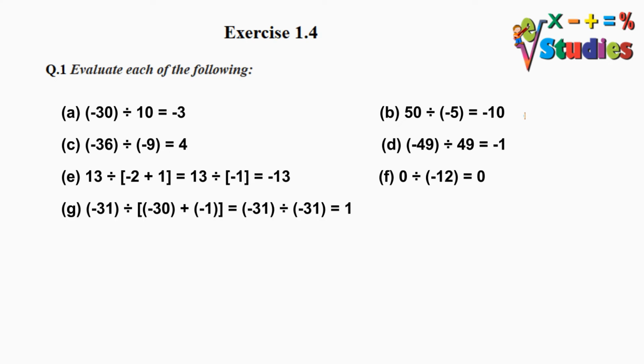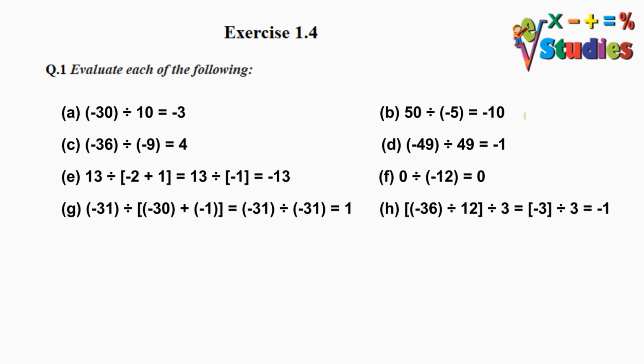Question G, we have negative 31 divided by the bracket negative 30 plus negative 1. Both integers in the bracket are negative, so we need to perform addition. In the bracket we'll have negative 31. So negative 31 divided by negative 31 will give us positive 1.